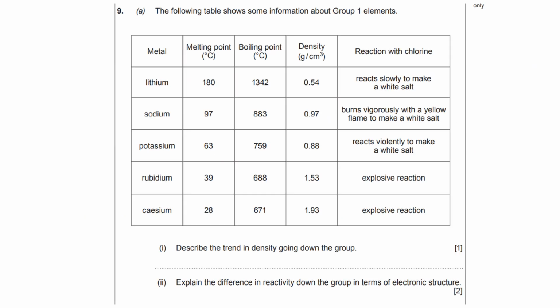The following table shows some information about group 1 elements. Describe the trend in density going down the group. This increases. Explain the difference in reactivity down the group in terms of electronic structure. Reactivity increases down the group because the outer electron gets further away from the nucleus and there are more shells, so it's easier to lose.